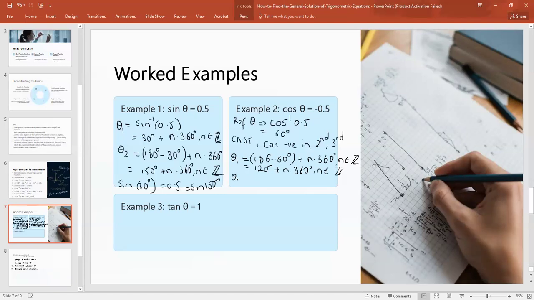The next solution will be the one in the third quadrant, which is 180 plus 60 degrees plus n times 360 degrees. So our solution will be 240 degrees plus n times 360 degrees, with n an element of integers. So we have our two solutions here. Don't forget to check your answer.